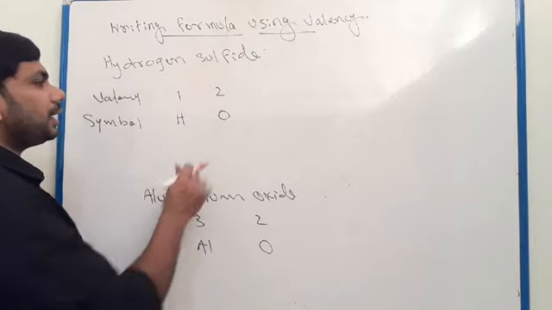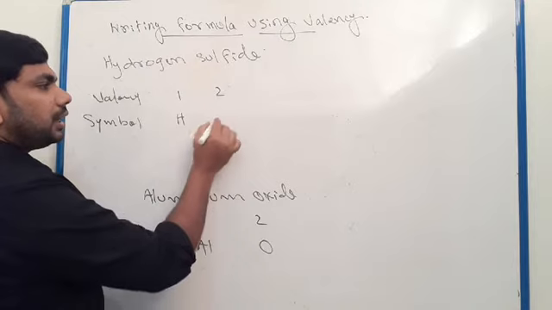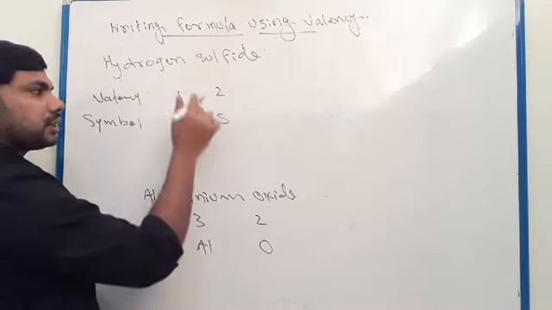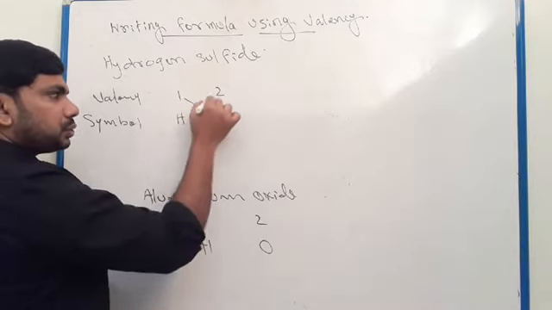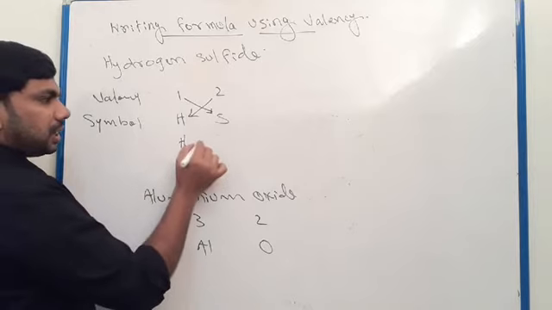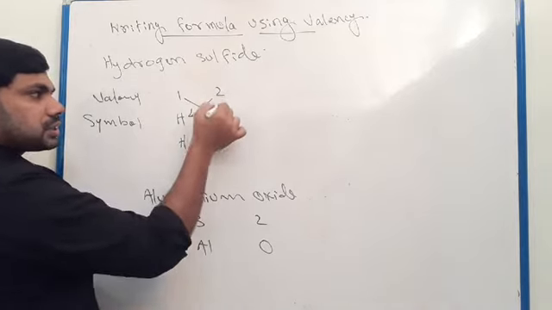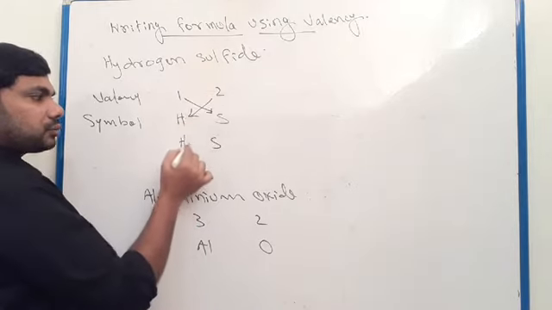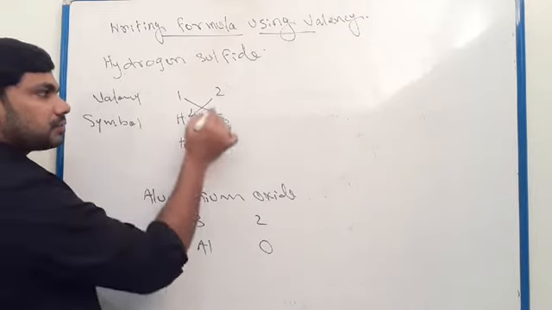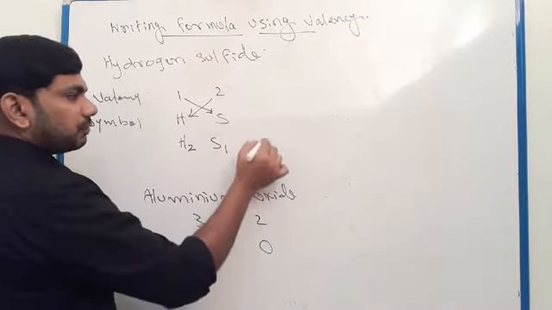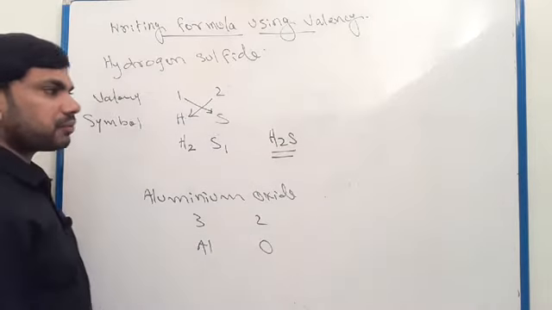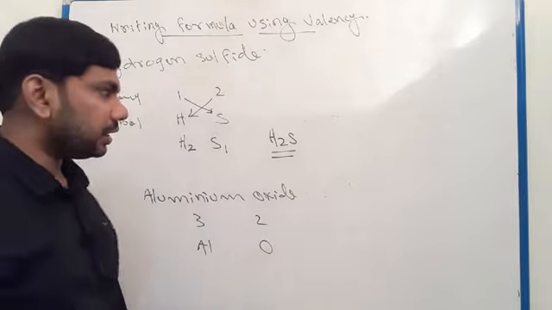Okay, first one, hydrogen sulfide. Sulfur valency 2, valency of hydrogen 1. Then we have to do cross multiplication. Here hydrogen and sulfur. This is the valency of sulfur, we have to write it over here for hydrogen, and the valency of hydrogen, it is 1. So the formula of hydrogen sulfide is H2S. This is the formula of hydrogen sulfide, H2S.